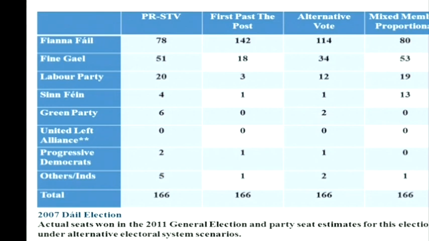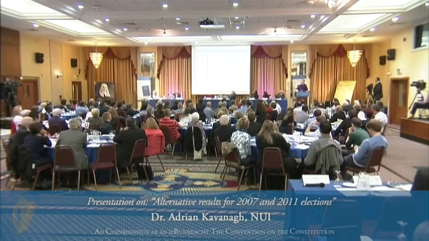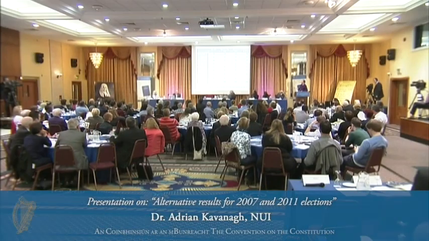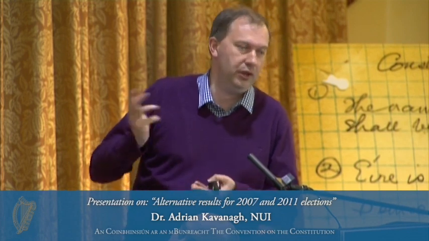These are the results that came from this. So you see the different columns there. The first column is the actual results under PR-STV. The next column, the results under first-past-the-post. The big striking factor there is the huge number of seats that would have been allocated to Fianna Fáil. This is 2007. The model predicts they would have won 142 seats. So effectively, 85% of the seats would have gone to Fianna Fáil, 18 to Fine Gael, and the other six being divided out between the smaller parties.